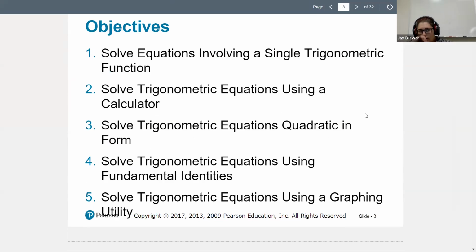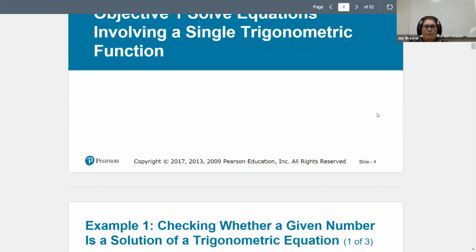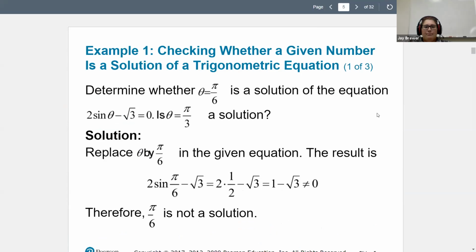All right, so today we're going to solve equations involving a single trig function, solve trig equations using a calculator, which I feel like we've been doing that. Solve trig equations in quadratic form, solve trig equations using fundamental identities, and solve trig equations using a graphing utility. All right.